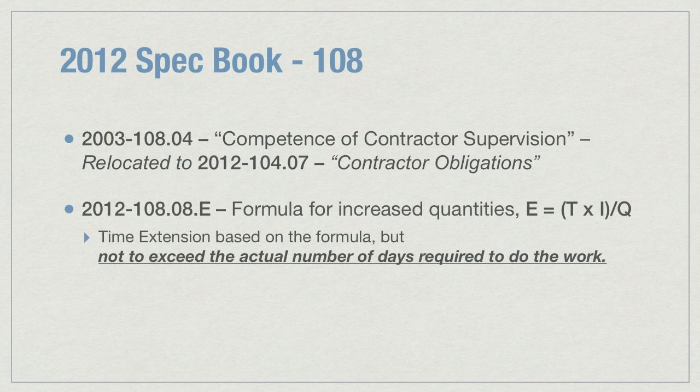Subsection 108.08E gives the formula for increasing contract time based on increased contract quantities. The formula remains the same. However, the calculated extension of time cannot exceed the actual number of days required to do the work. This is a change from the 2003 book.